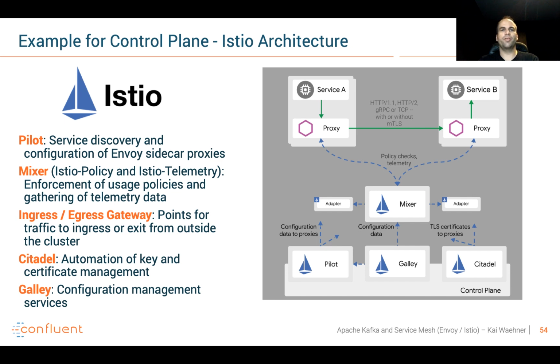Here you have the different features. Pilot is one component which does the service discovery and sends the configuration to the proxies. Then you have the mixer for policy enforcement and gathering the telemetry data for monitoring. And you have more components for ingress and egress, and for security and certificate management. These are different components, and you definitely have to take a deeper look into Istio or other technologies, and the same is true for a proxy like Envoy, to understand it in all detail. But on a high level, it's really separated into the control plane and the different proxies which do what the control plane tells them.